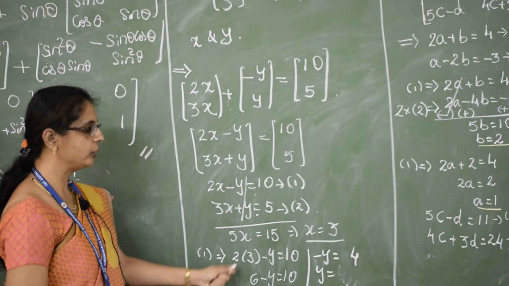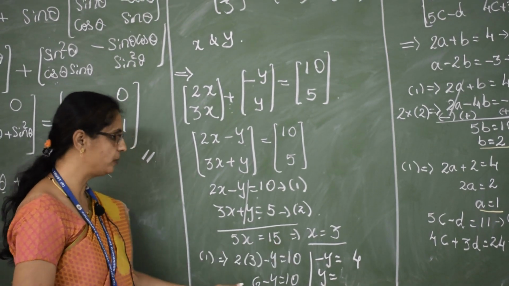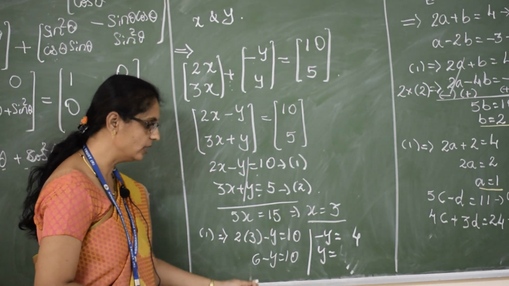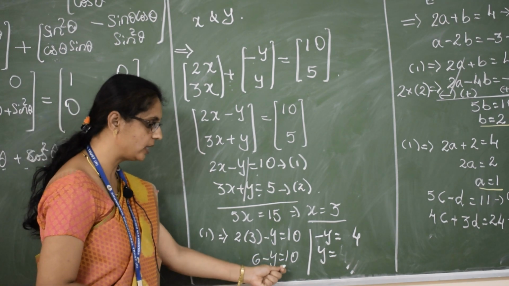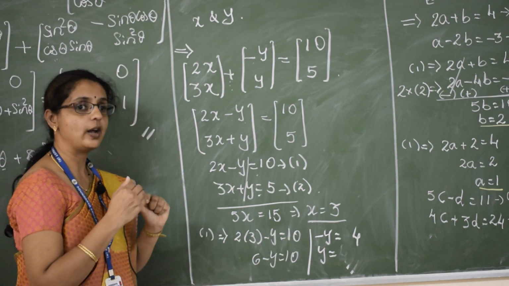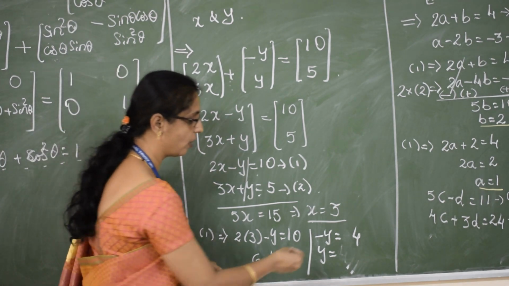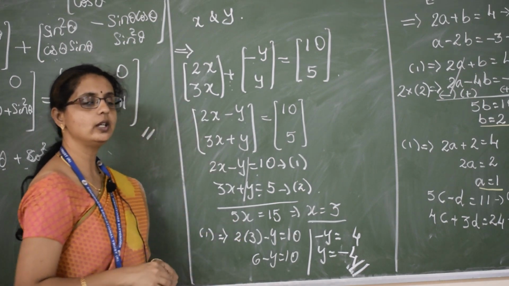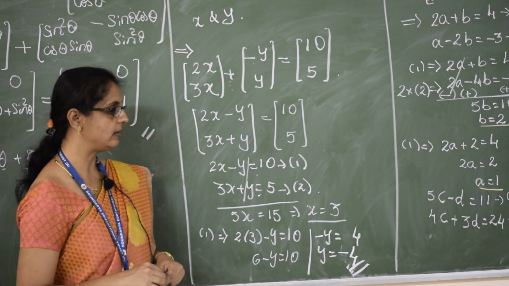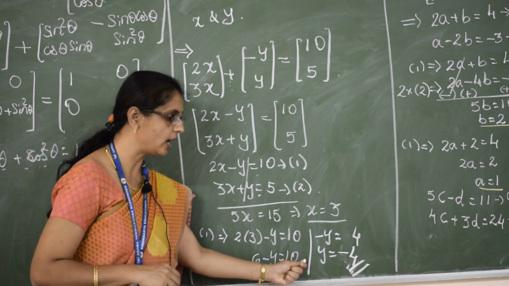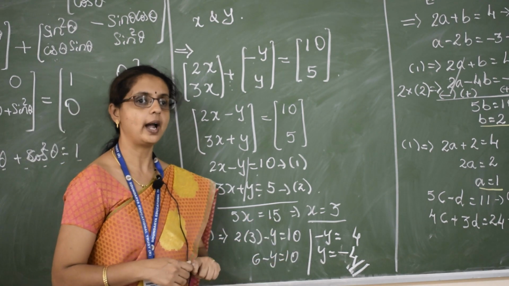I am going to substitute the value of x equal to 3 as obtained in the given equation. 2 into 3 minus y is 10. 6 minus y is equal to 10, which is the same as writing minus y is equal to 4. When minus y is equal to 4, what will y be equal to? y is equal to minus 4. So using the equality of matrices, we can easily find the values of unknowns. Therefore here x is equal to 3 and y is equal to minus 4.